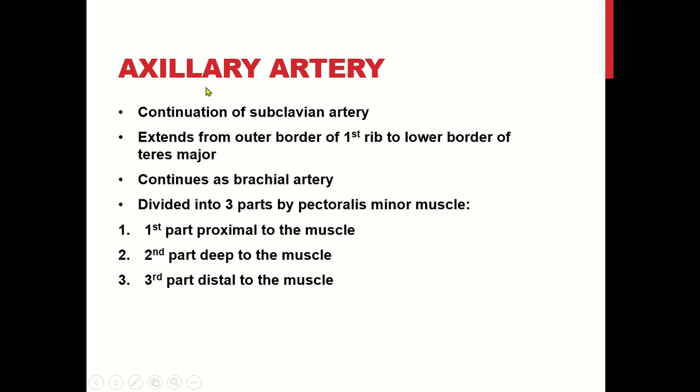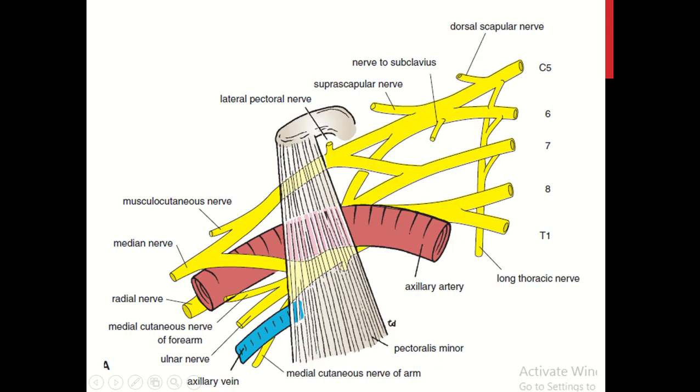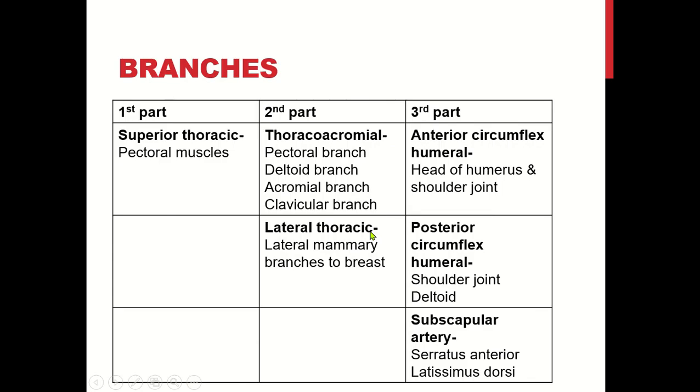So first of all we will see axillary artery. It is a continuation of subclavian artery. It extends from the outer border of first rib to the lower border of teres major muscle and then it continues as brachial artery. It is divided into 3 parts by pectoralis minor muscle. The first part is proximal to the muscle, the second part is deep to the muscle and the third part is distal to the muscle. So here we can see this is axillary artery and it starts from the subclavian artery and then it continues as a brachial artery. So now we see the different branches.